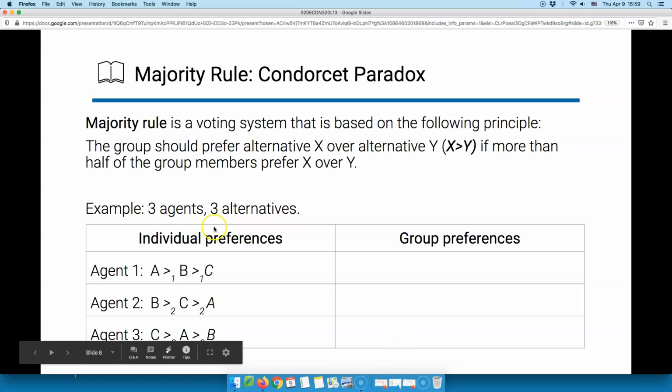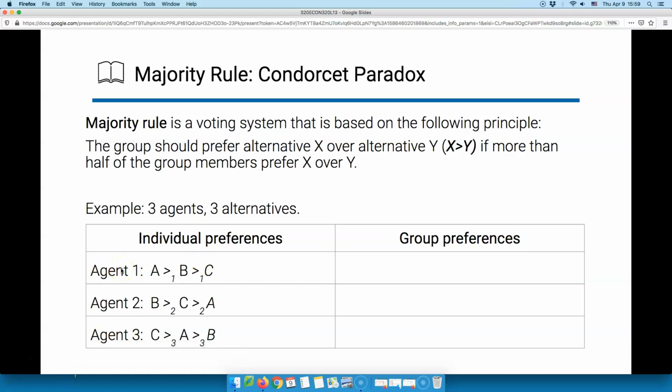illustrates this idea. Suppose you have three individuals, person 1, person 2, and person 3, and three alternatives A, B, and C. Person 1 prefers A to B to C, person 2 likes B better than C better than A, and person 3 likes C better than A better than B. Now, how should group preferences for this group of three agents look?